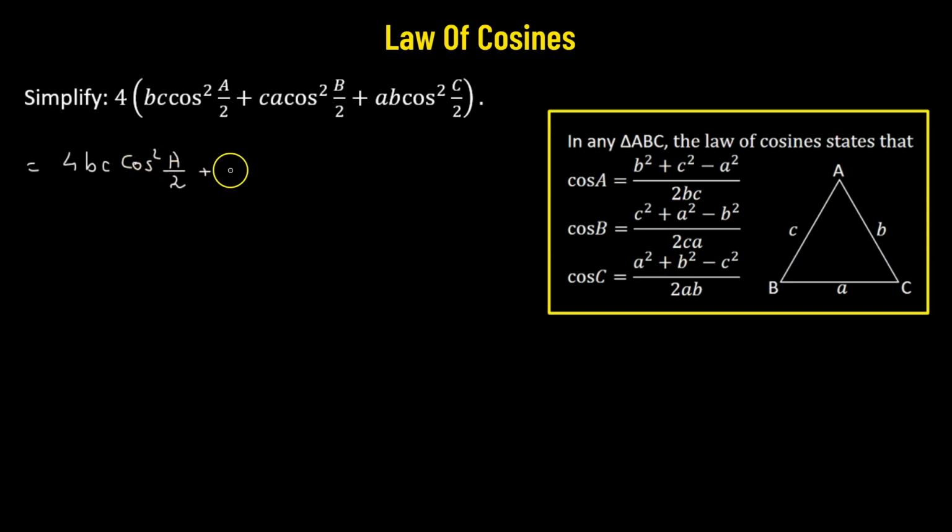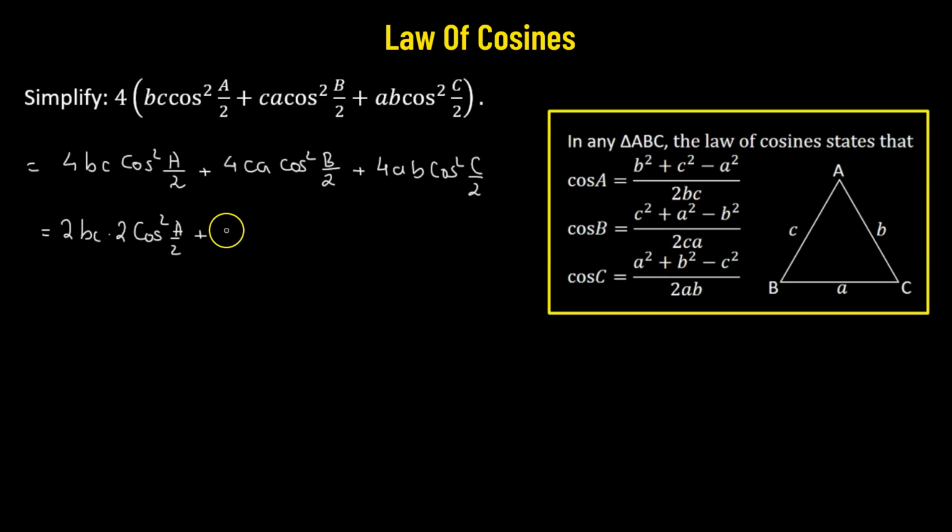Plus the second term will become 4 times CA multiplied to cosine squared B over 2. And the third term is going to become 4AB multiplied to cosine squared C over 2. Now, we can further rewrite this expression as 2 times BC multiplied to 2 times cosine squared A over 2. The reason why I'm writing it in this particular fashion will become evident in a moment. So let's complete the remaining 2 terms.